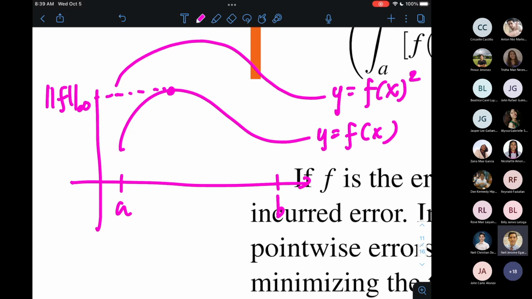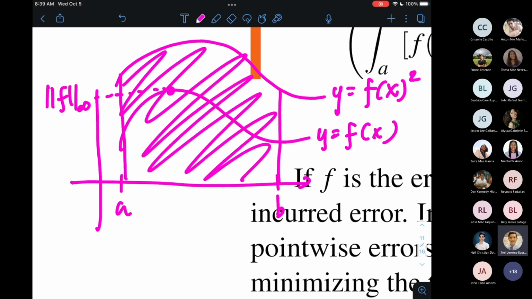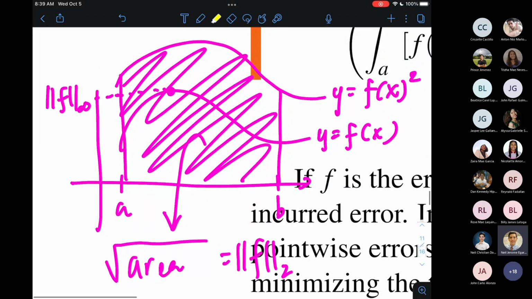Okay. Kukunin ko yung integral niya. So basically, it's the area under the curve. Tapos kukunin ko yung square root. So yung square root ng area, ito yung L2 norm. Okay. So ibig sabihin, ito ay global kasi kino-consider natin yung mga error doon sa buong function values doon sa buong integral. Doon sa buong interval.